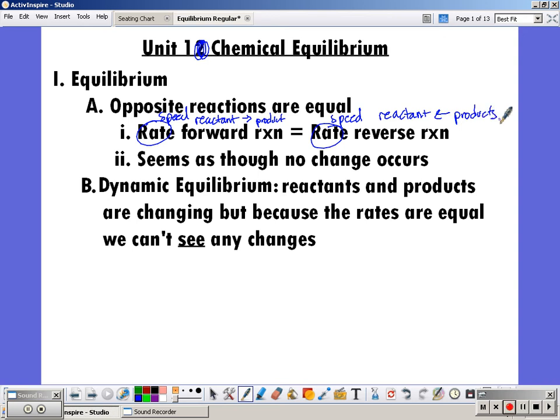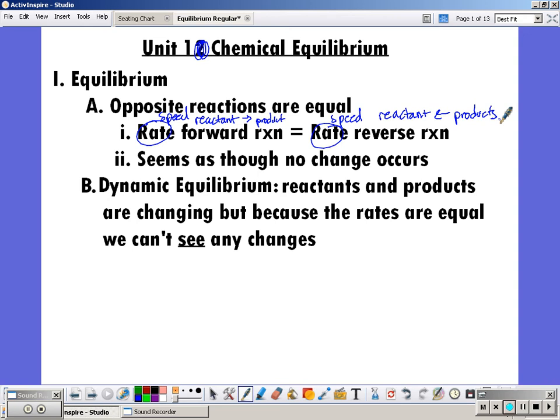Now, it doesn't matter which direction the arrow is going. The stuff on the left is referred to as reactant, and the stuff on the right is referred to as products. So even though in a reverse reaction our products are reforming our reactants, we still keep the reactant on the left and the product on the right. We just change the direction of the arrow.